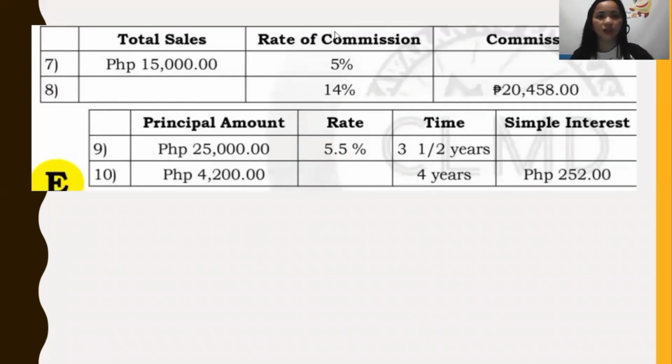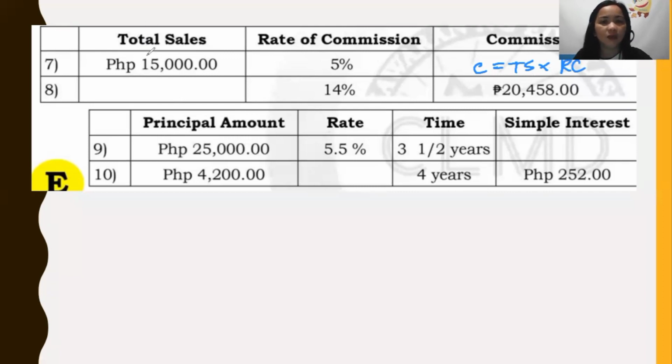So, nakalagay dito yung table na incomplete. So, sasagutan nyo dito sa number 7 is the commission. Given tayo ng total sales at rate of commission. Ang gagawin nyo lang naman dito sa commission is equal to total sales times rate of commission or commission rate.